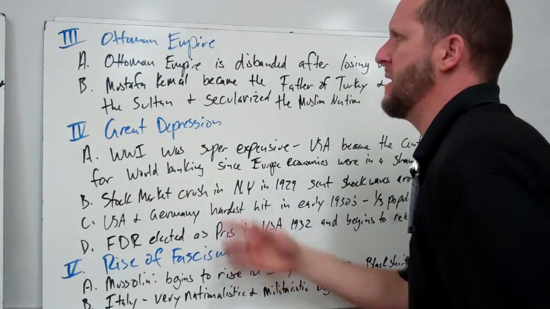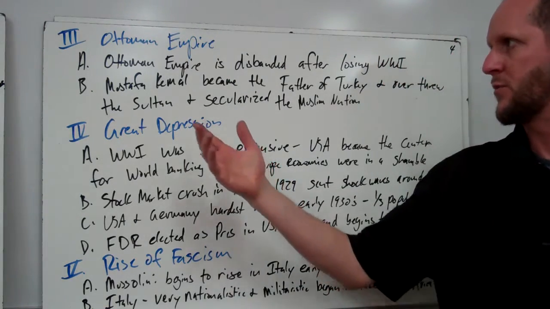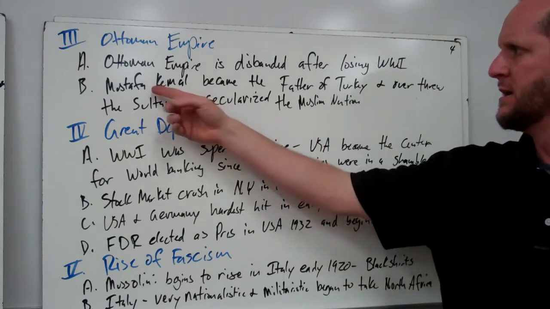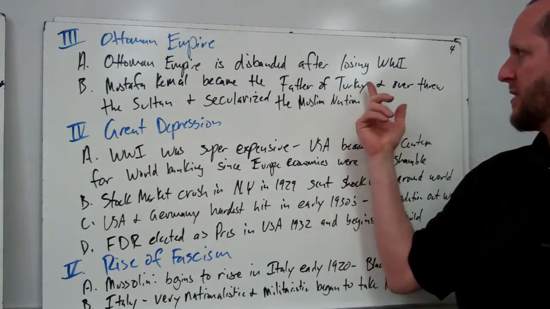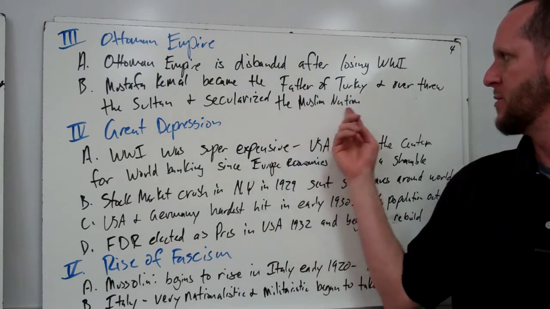Now, the Ottoman Empire, since it had aligned itself with the Central Powers and they lost during World War I, the Ottoman Empire is disbanded after losing World War I. Mustafa Kemal becomes the father of Turkey, and he overthrows the Sultan and secularizes the mostly Muslim nation.